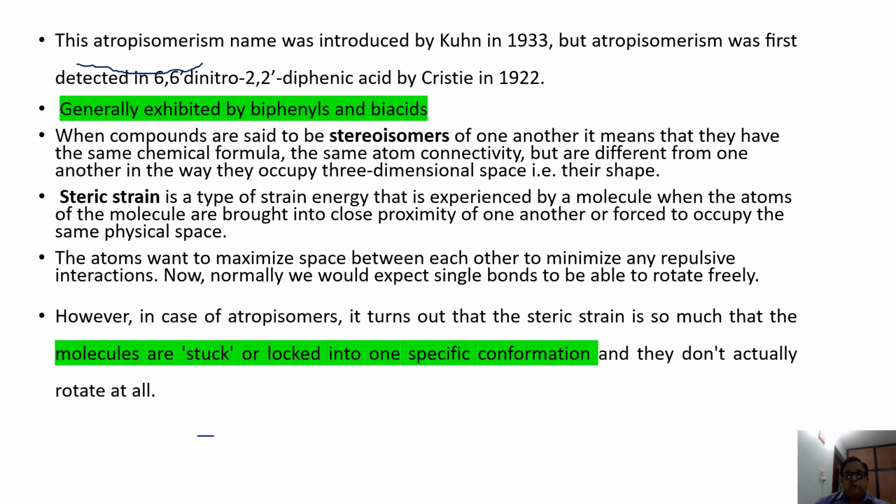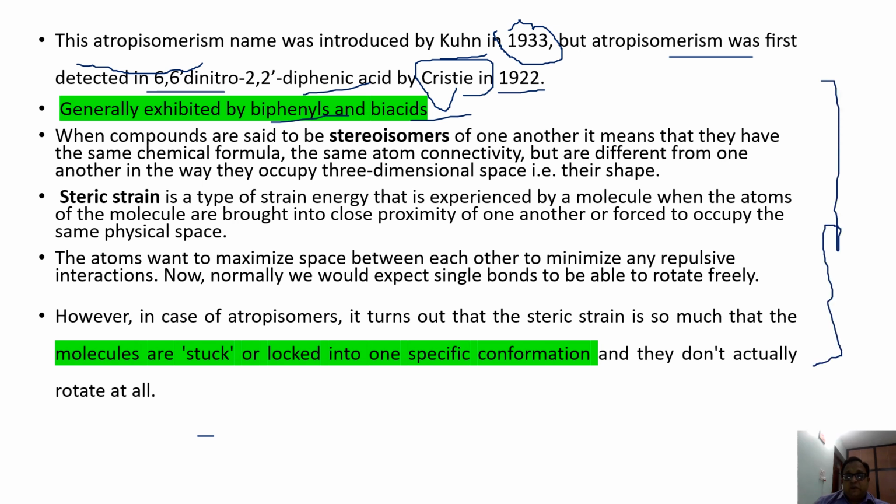The name atropisomerism was given by Kuhn in 1933. But actually this atropisomerism was detected in 1922 by Christie, and the compound was 6,6'-dinitro-2,2'-diphenic acid. And this atropisomerism is generally exhibited by biphenyls and biaryls. Now see why this atropisomerism results.